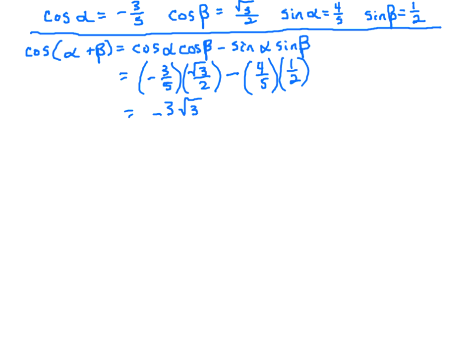This is -3√3/10 minus 4/10. And since they have a common denominator, I can put them together. And I get (-3√3 - 4)/10. This could also be written with the negative out front, which if you're doing this in my math lab, I believe they will want you to do.